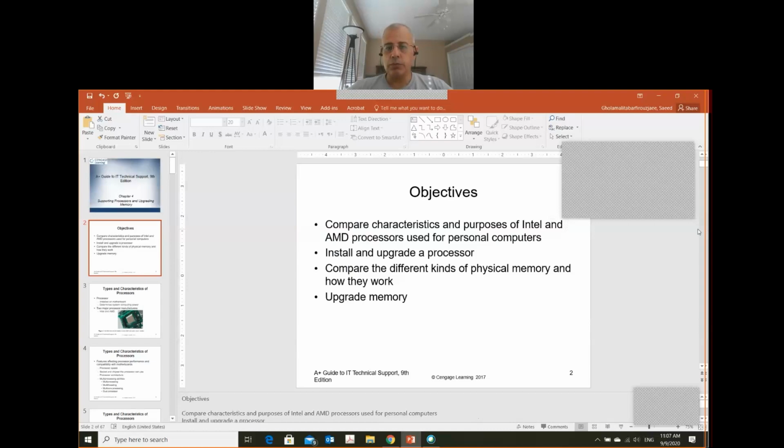The main objectives for this chapter are to be able to compare the characteristics and purpose of Intel and AMD processors used for personal computers, install and upgrade the processor, compare different kinds of physical memory, and learn how to upgrade memory. In today's lecture, I'm just going to focus on the central processing unit, and we will do memory, like random access memory, on Friday.